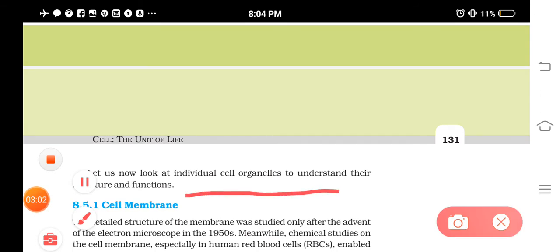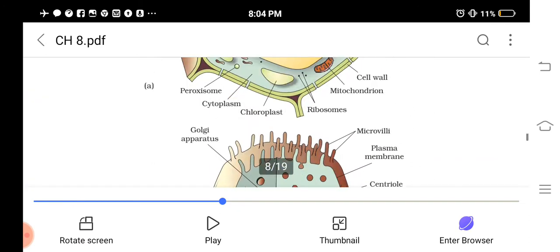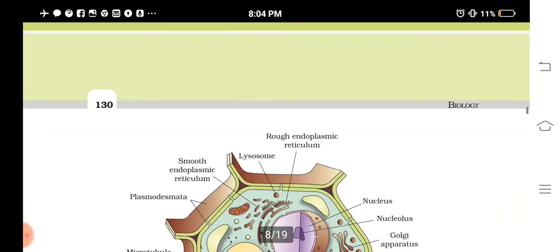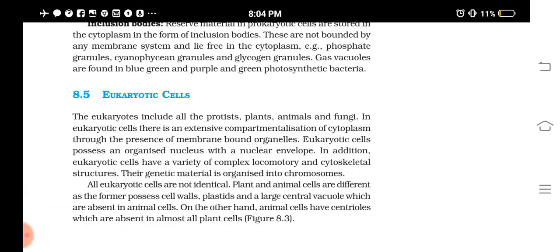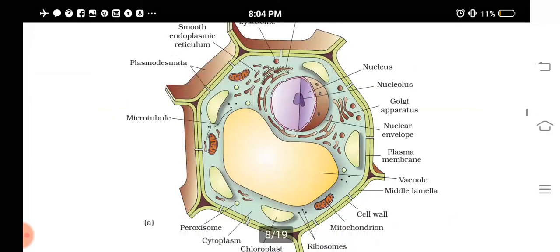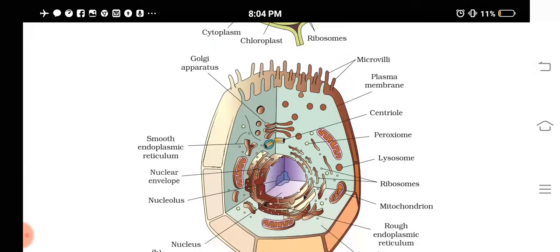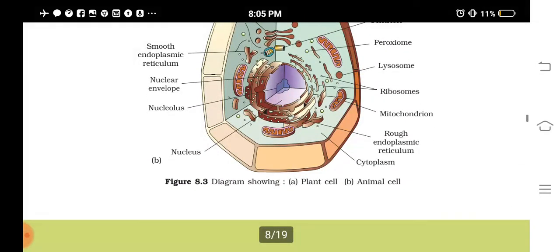Page number 131, cell the unit of life, that is the next chapter. So this much you will have to learn. Is it clear? Chapter 8, how much I taught? 8.5, eukaryotic cells. And here the difference is given between plant cell and animal cell. So up to this you will have to learn for your midterm examination. Hope you understood the topics clearly.